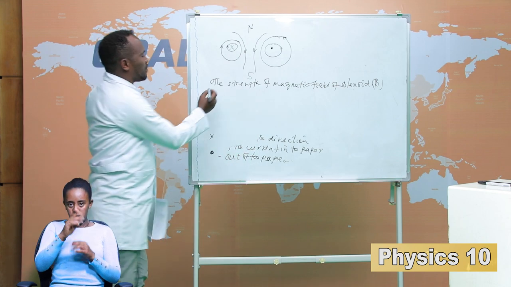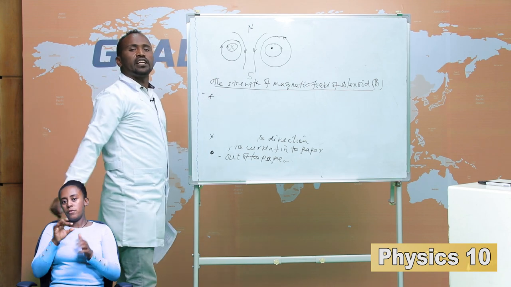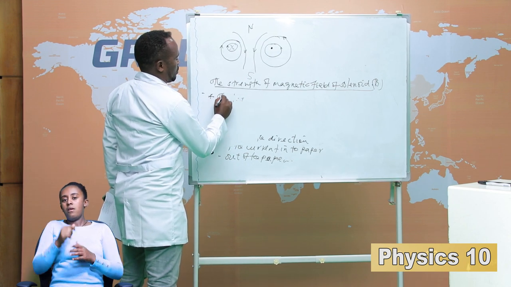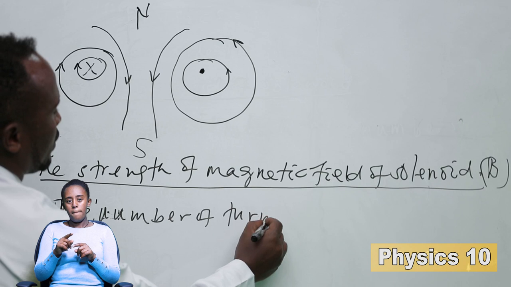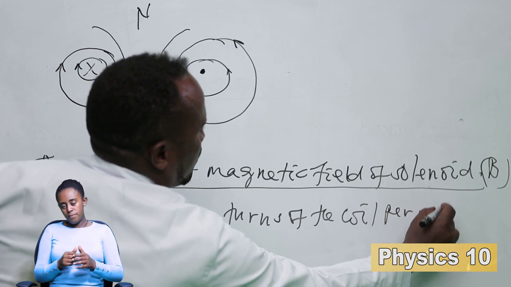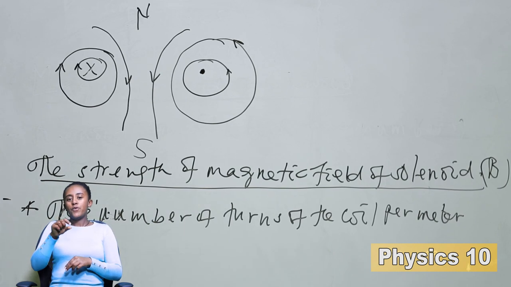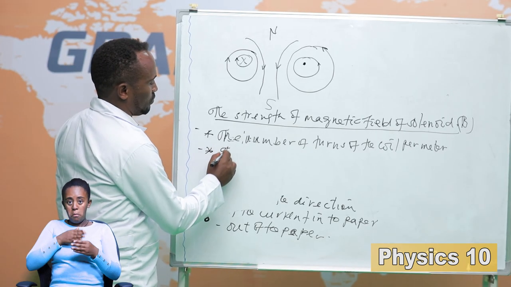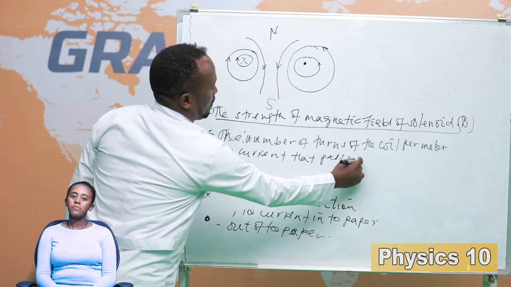The strength of the magnetic field of a solenoid depends on some factors. The first one is the number of turns of the coil, the number of turns of the coil per meter. This is one factor that can affect the magnetic field of a solenoid. And the second one is the current passing through the wire.